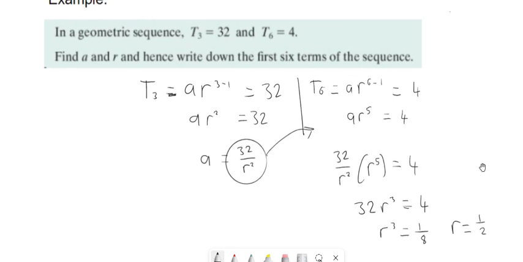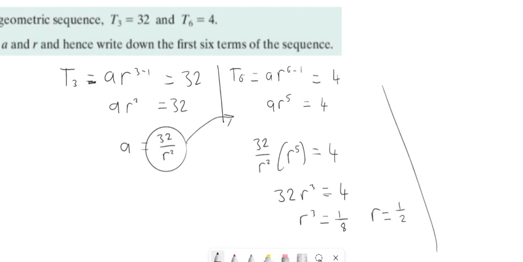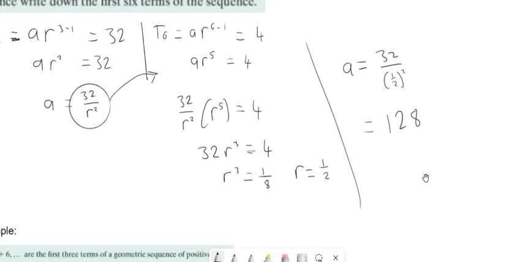So I can put that back in then and see what A is. So hopefully that works out nicely. So A then is equal to 2 over 1 over 2 squared. So that's 1 over 4, so that would end up being 4 times 32. So is that 128? And I think that's it then. So that would work out then, I reckon.